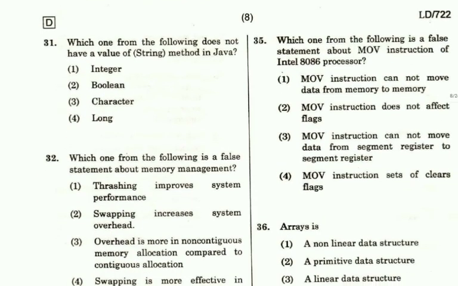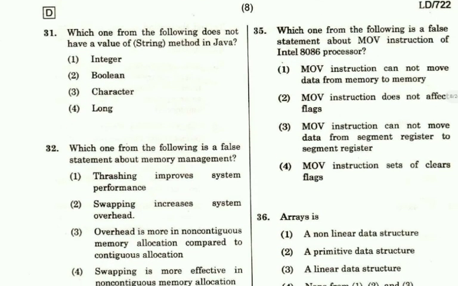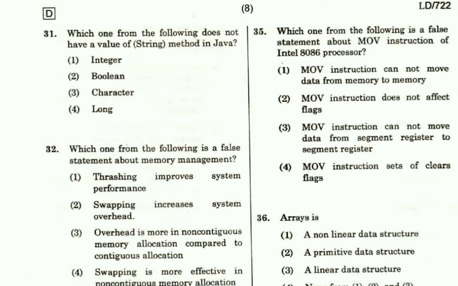Which one from the following does not have a valueOf string method in Java? String methods in Java return string representation of various data types. Integer is a primitive type and string methods don't return integers. Boolean, character and long have string representations. So here integer is the correct answer.